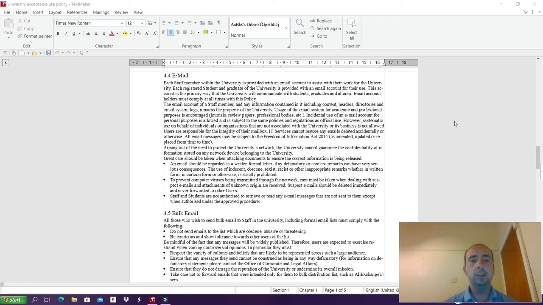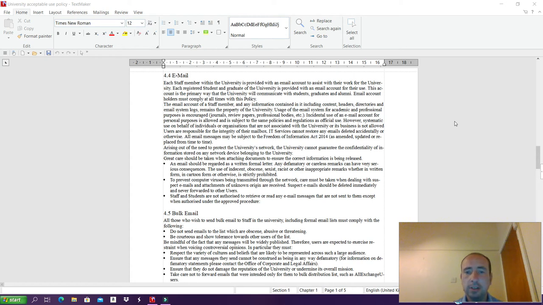4.4 Email. Each staff member within the university is provided with an email account to assist with their work for the university. Each registered student and graduate of the university is provided with an email account for their use. This account is the primary way that the university will communicate with students, graduates, and alumni. Email account holders must comply at all times with this policy. The email account of a staff member and any information contained in it, including content, headers, directories, and email system logs, remain the property of the university.